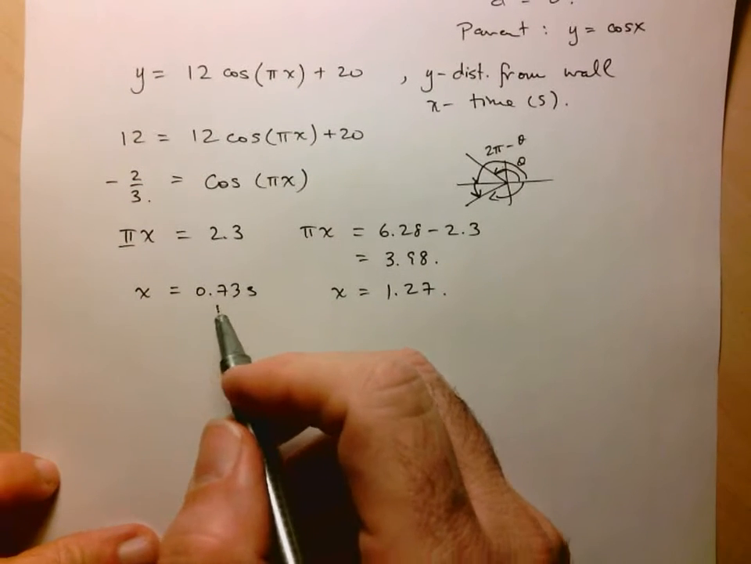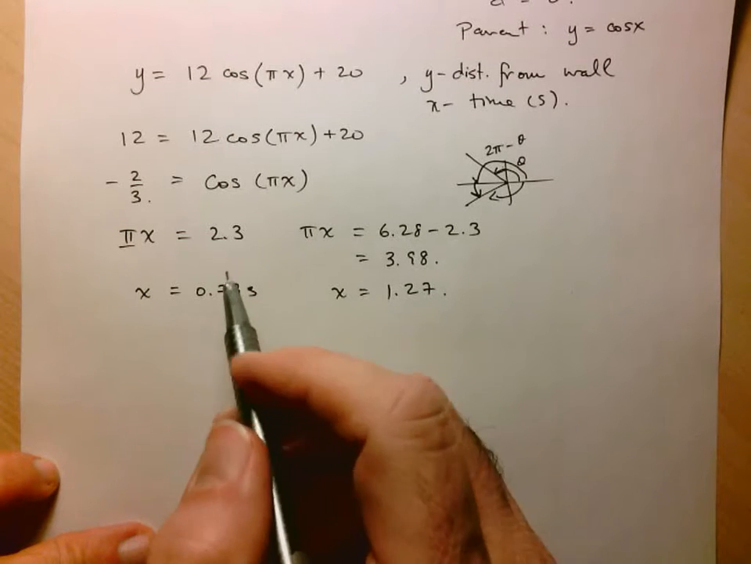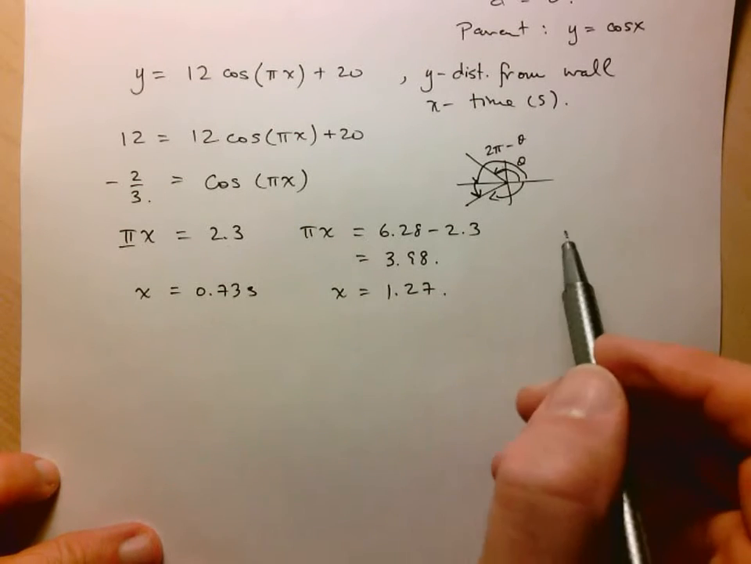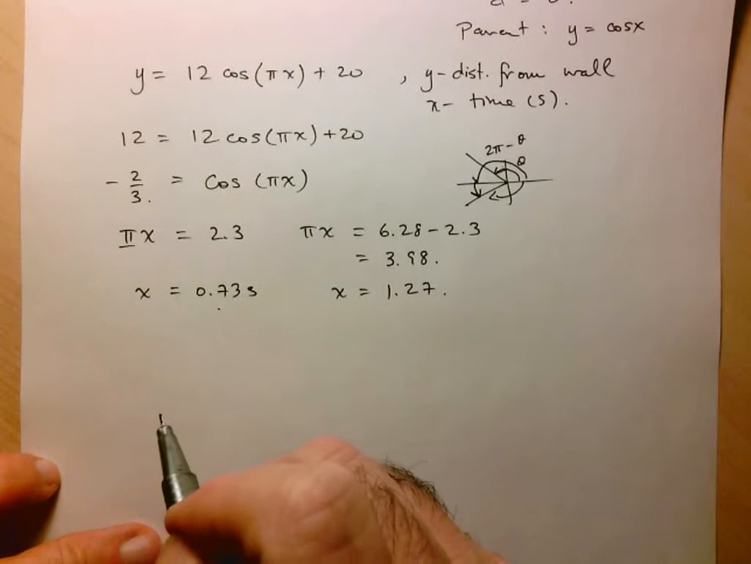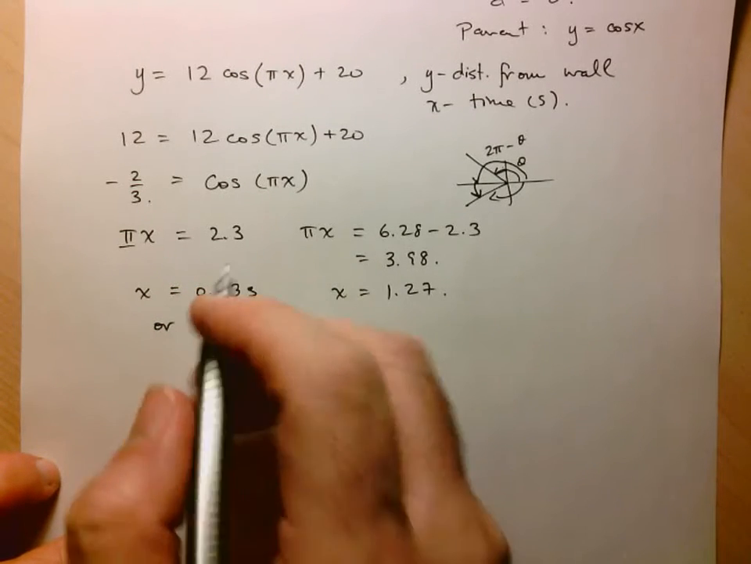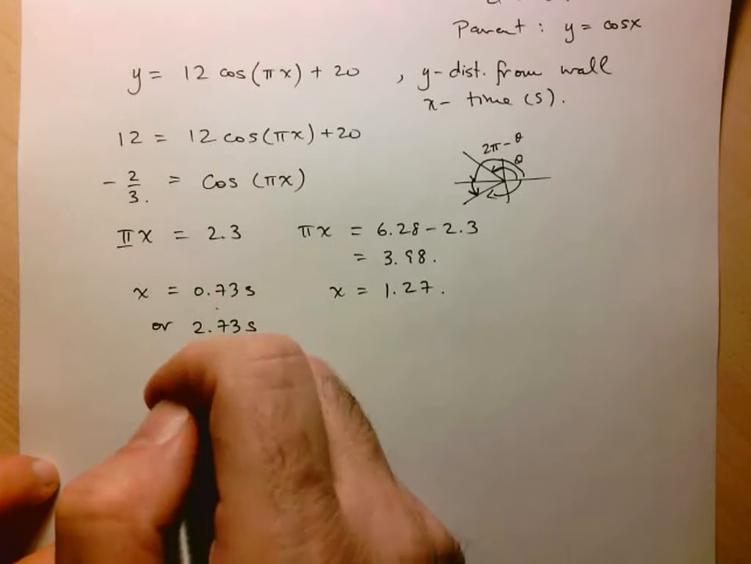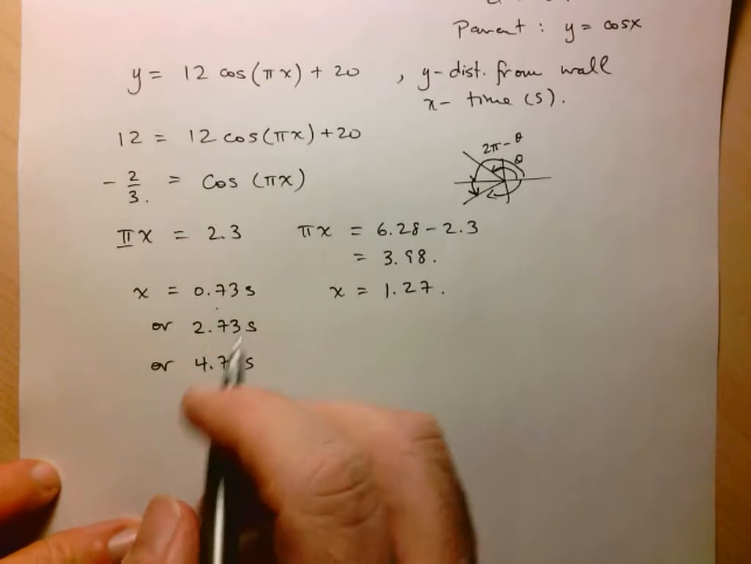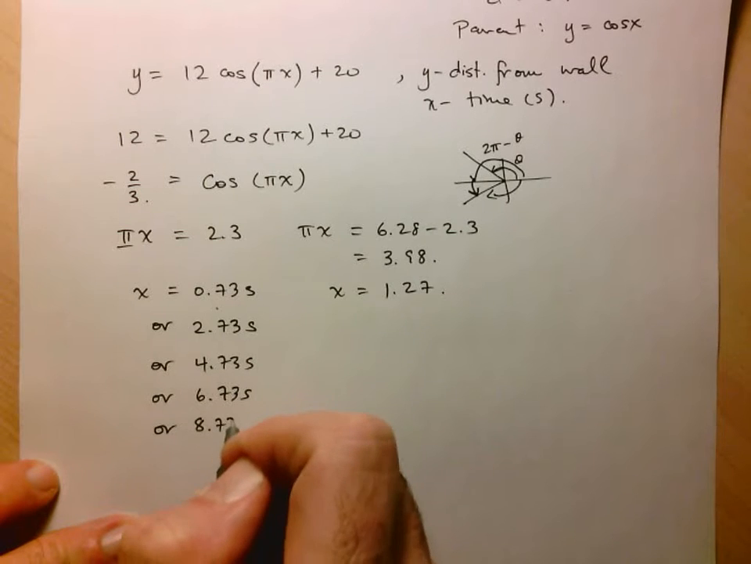However, they want answers all the way up to 10 seconds, so let's think about how we can do this. We know the spring goes back and forth every 2 seconds. If it's at a distance of 12 centimeters at 0.73 seconds, I can add 2 seconds to get my next answer, 2.73 seconds, because this thing repeats every 2 seconds. I'm still not at 10, so let me add another 2 seconds: 4.73 seconds. Still not there, so I can have 6.73 seconds, or 8.73 seconds.